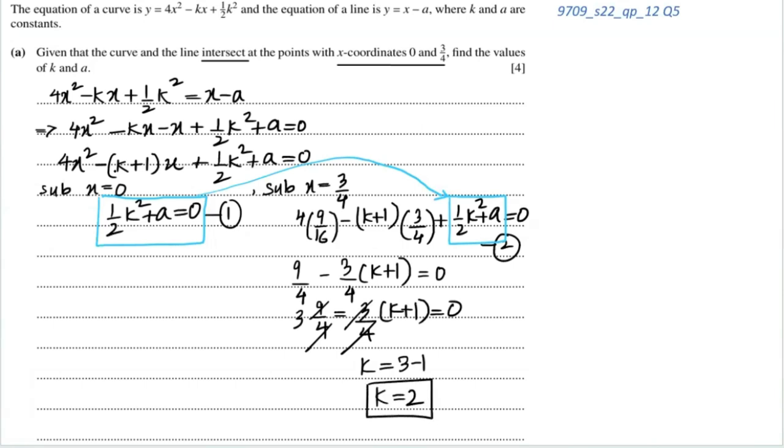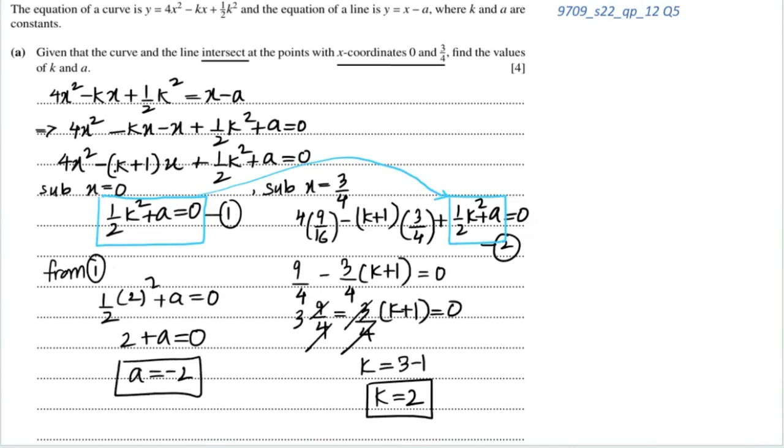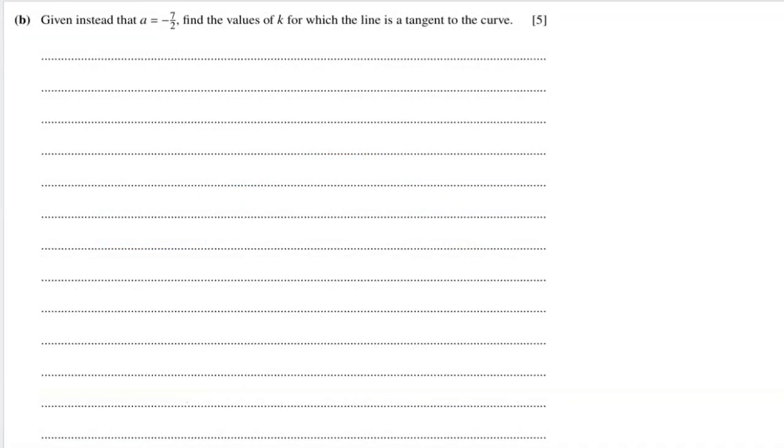Once I have k, I can substitute it back in 1. So from 1, I can do half times 2 squared plus a equals 0, which will give me 2 plus a equals 0, and a is minus 2, right? Since I was running out of space, I'll solve part B in the next slide. Part B of the same problem I was solving.